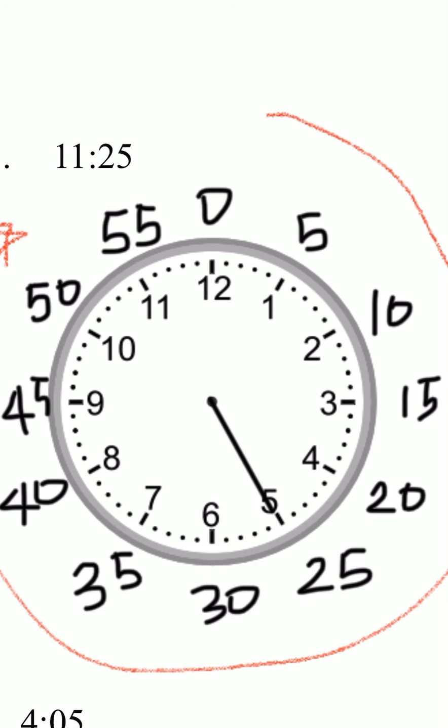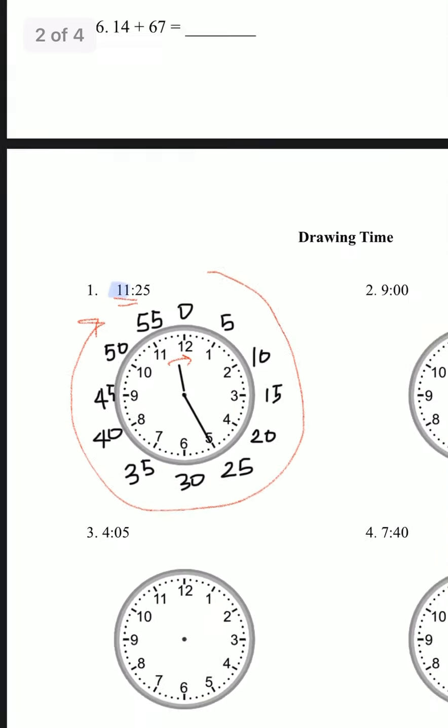And for the hour hand, we have 11. So it needs to be between 12 and 11 because it's going this direction, and right now it's 11:25. So the short hand needs to be between 11 and 12.